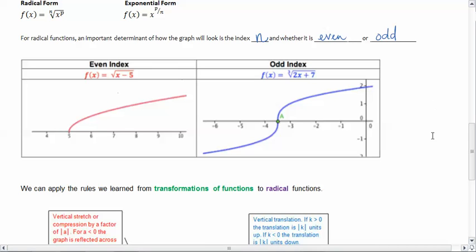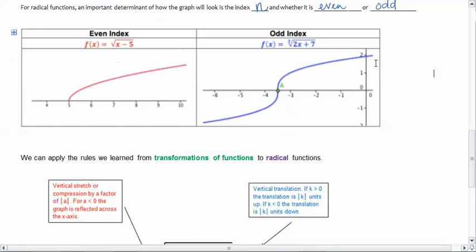So we have our half of a parabola, essentially, for the even index, and then for our odd index, we have that half of a parabola, and then a half of a parabola going the other way at the connection point. Now for these two given functions, our range for this square root of x minus 5, we know that we had moved that to the right 5 based on what we know about transformations, but we do have a range that's from 0 to positive infinity. For our odd index, we have a range that goes from negative infinity to positive infinity.